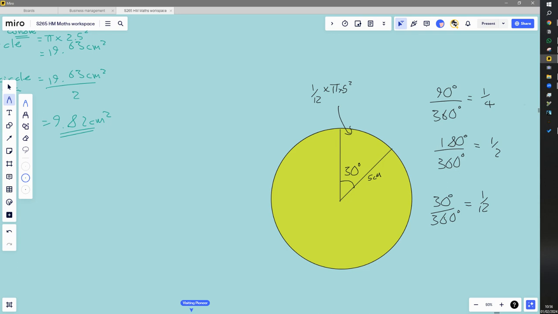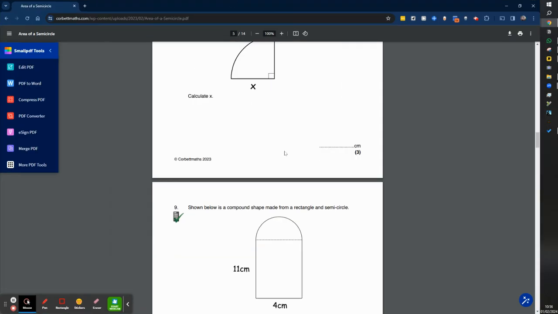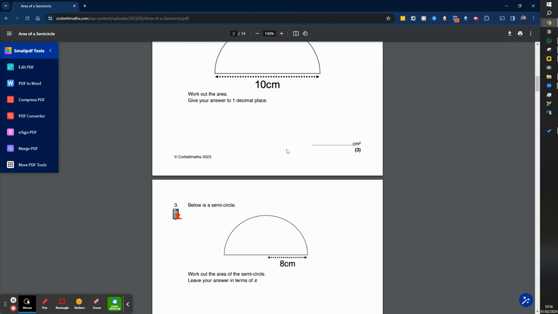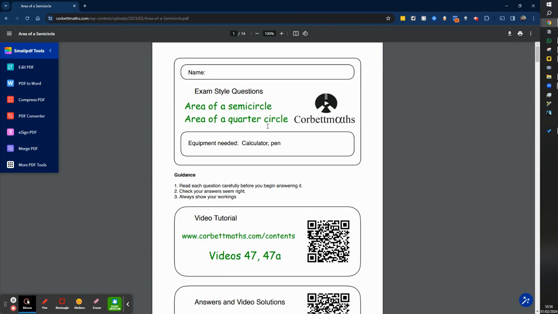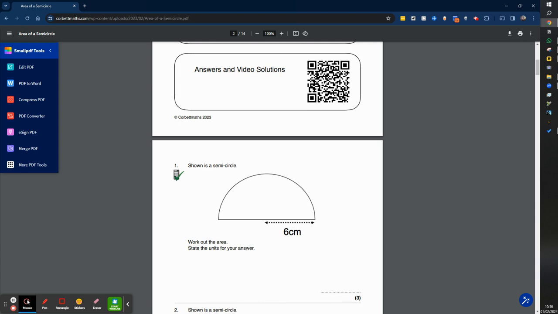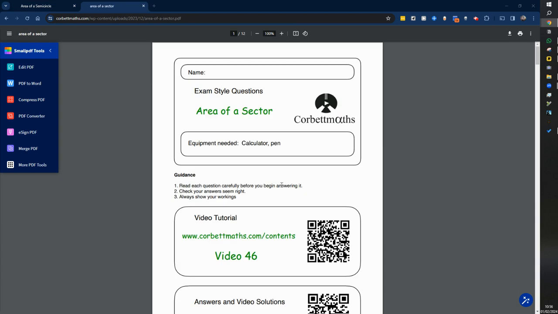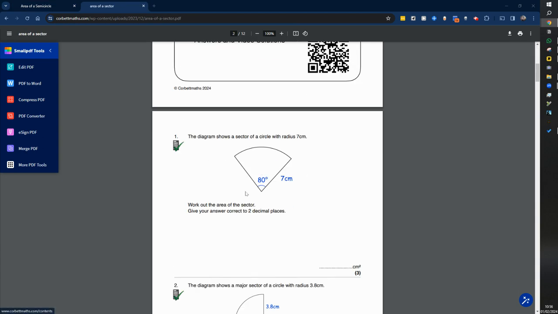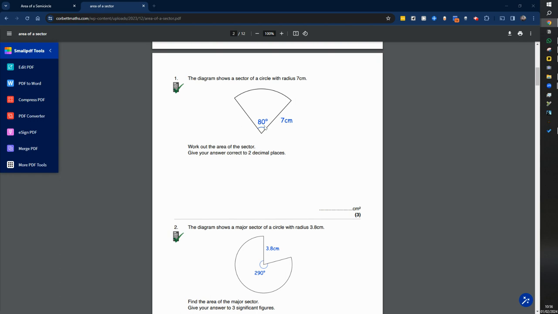So I'm going to ask you to have a quick go at some of these questions. I'll put them on the board in a moment. This is only a semicircle and a quarter circle. I'd like to make it a tiny bit more challenging. So this is area of a sector. So straight away they've jumped into angles.